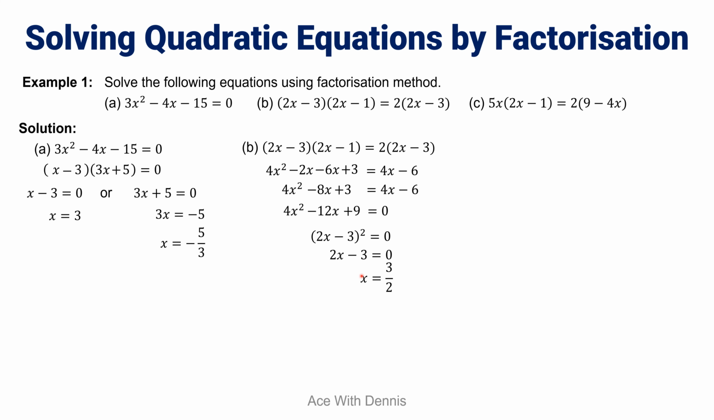And solve this equation, we get x equals 3 over 2. So this will be the solution for part B. Now move on to part C. 5x times 2x minus 1 equals 2 times 9 minus 4x.